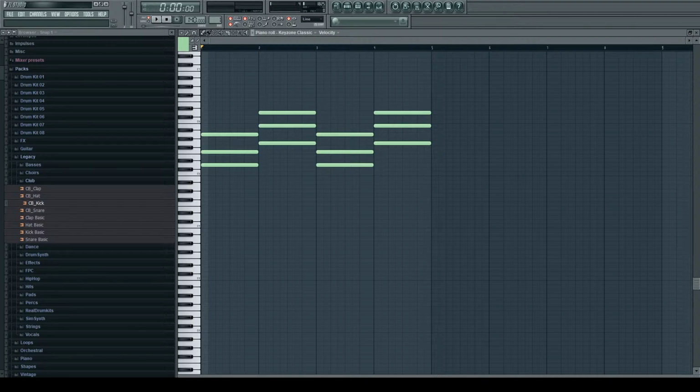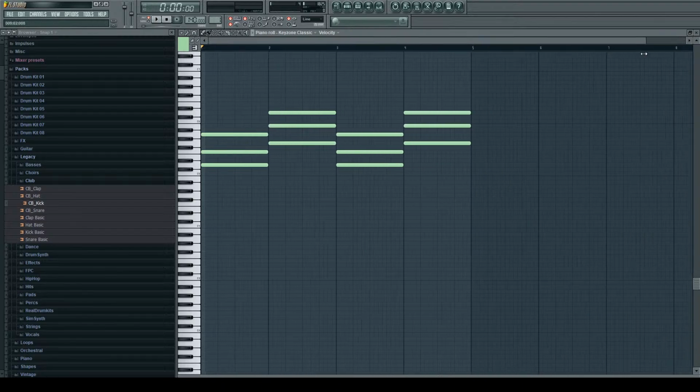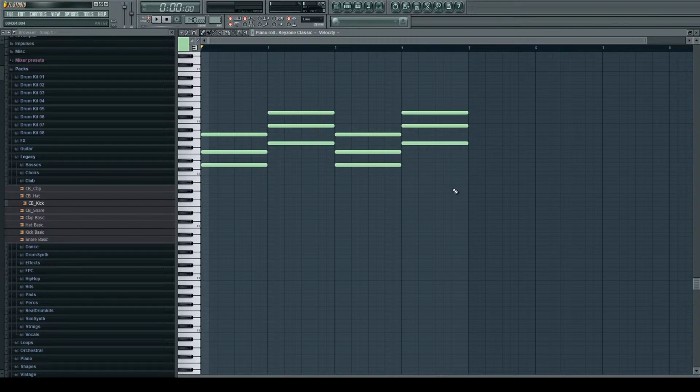I just don't understand the diminished 7th. Yeah, I know, it's back to FL. We'll get to the diminished 7th, don't worry about it. It's rarely used anyway, at least in pop songs. Okay?